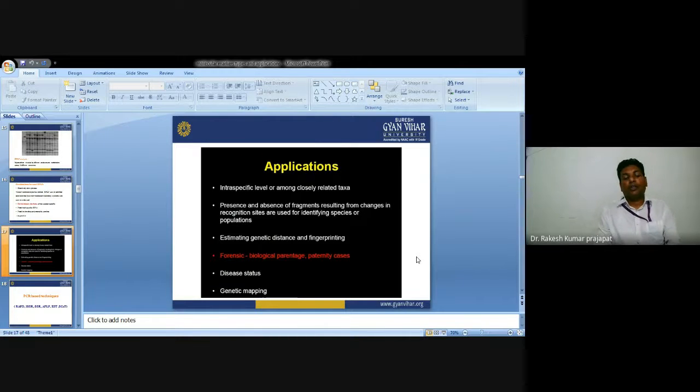If we talk about the application of this RFLP, it is at a specific level or for more closely related taxa. The presence and absence of fragments resulting from change in the recognition site are used for identifying the population, estimating the genetic distances and fingerprinting, forensic biological paternity cases. We are using this for disease status and genetic mapping.